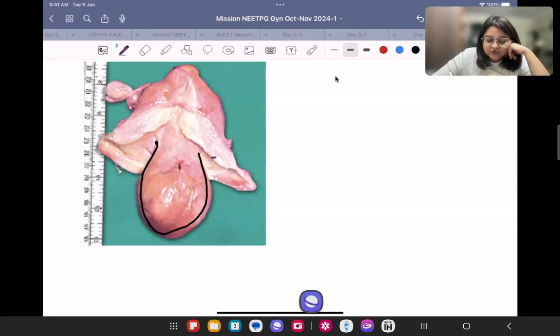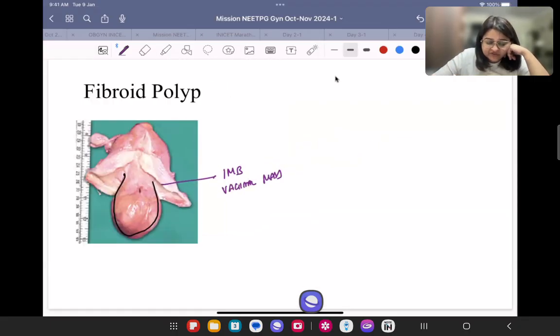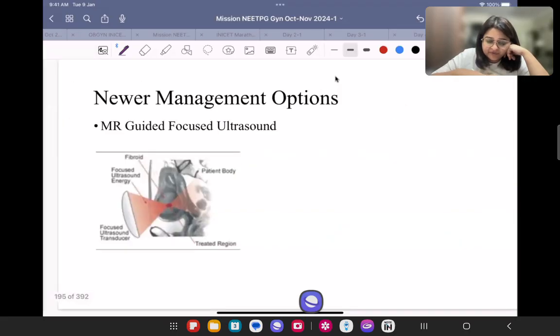So this is a patient who's going to present with intermenstrual bleeding. She can also present with a vaginal mass if it comes outside the introitus. Okay, so this is a hysterectomy specimen. The uterus has also been removed with the fibroid.